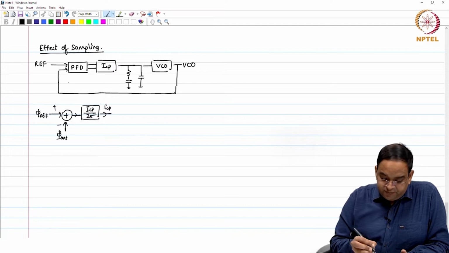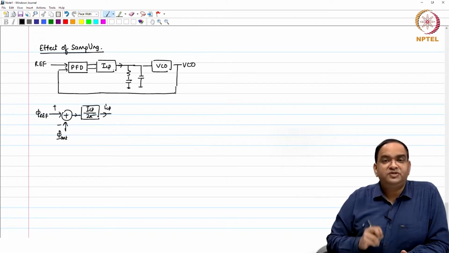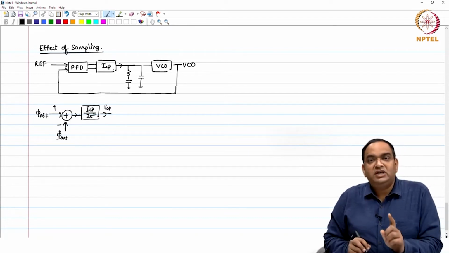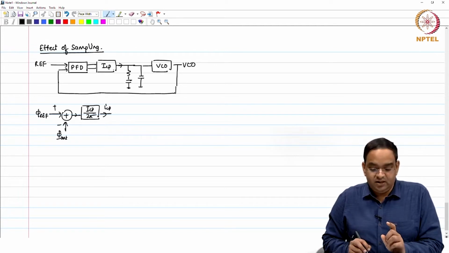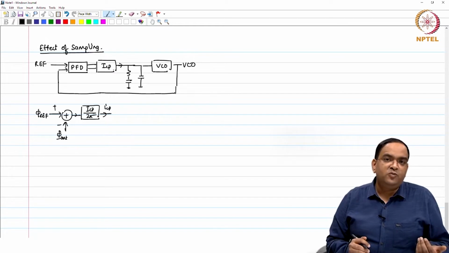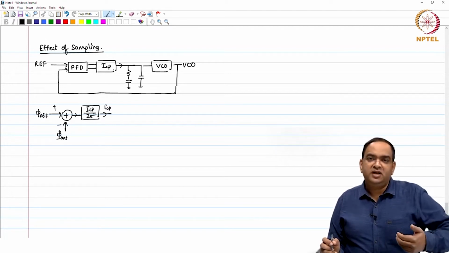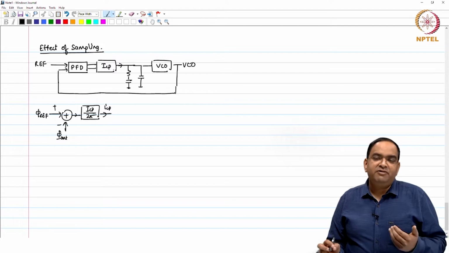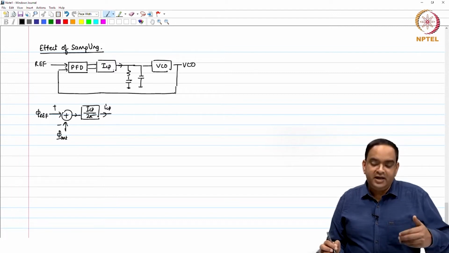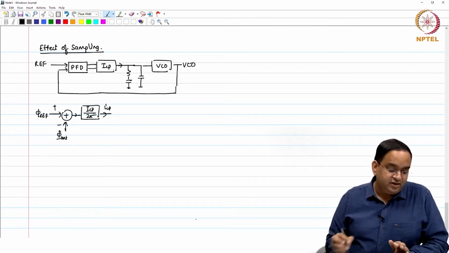What happens is, when you have phase error between PFD and charge pump, the current comes at the output only once in a reference period. If the phase changes between the input and the output during the reference period, whatever phase error you accumulate is going to be entertained by the PLL loop only during the next reference cycle.